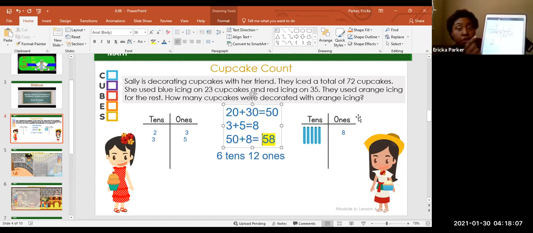Okay, that leaves me with 2 10s. Okay. And then I have to go back over to my 1s, and I have already taken off 5, but I need to get to 8. So 5, 6, 7, 8. Okay. So that leaves me with 4.